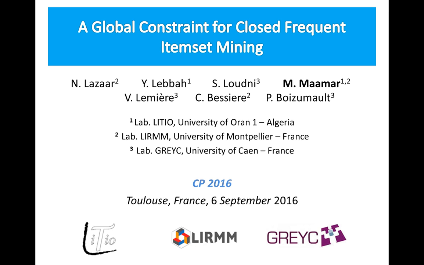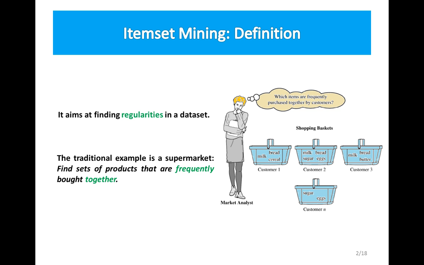So to start, what is item set mining? Item set mining is a well-known and the most popular research field in data mining compared to sequence or graph mining. It aims at finding irregularities in a given dataset. The traditional example is a supermarket where we try to find a set of products that are frequently bought together.